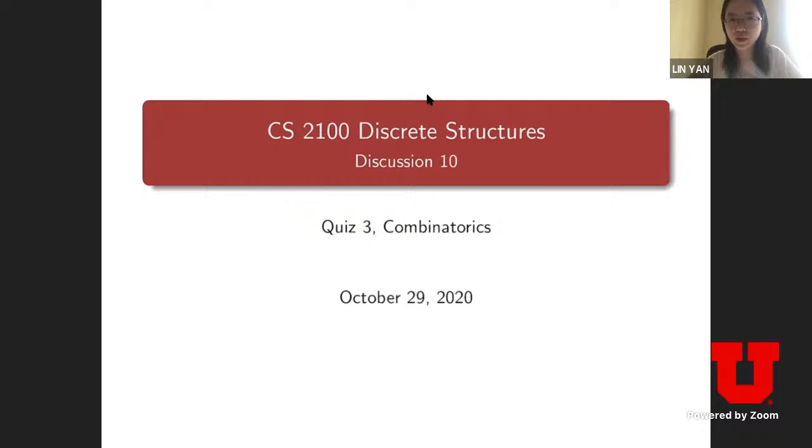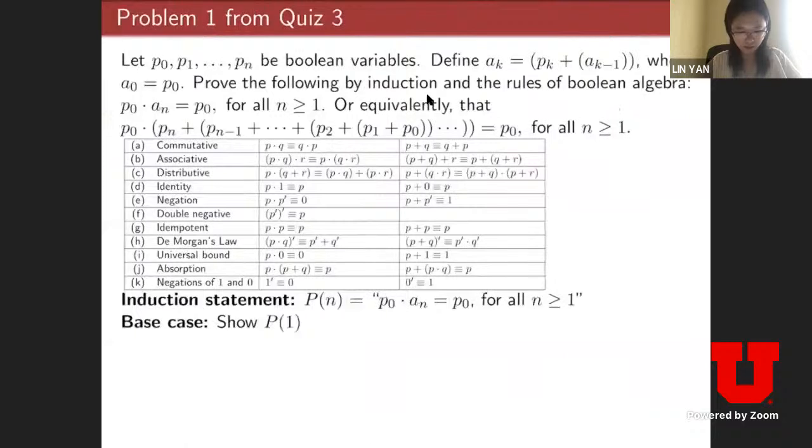Firstly, we will go over two of the hardest problems from quiz 3. Then we will work out several problems related to computers. So let's get started with the first one. This is problem 1 from quiz 3, and we needed to prove the statement by induction.